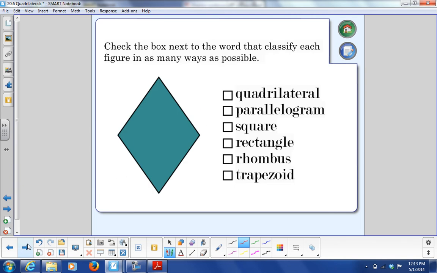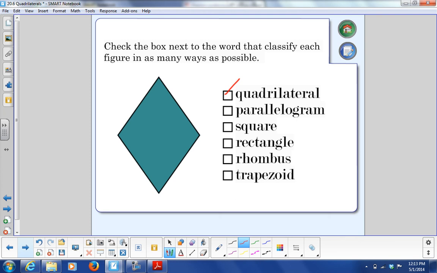All right. Check the box next to the word that classifies each figure in as many ways as possible. Okay, which one is this? Definitely quadrilateral, because we're working on quadrilaterals right now. How about a parallelogram? Does it look like a parallelogram? Okay, could be a parallelogram. Let's go back to that.